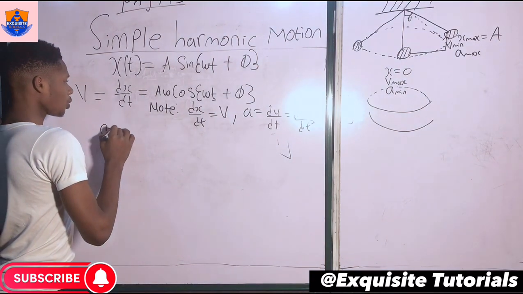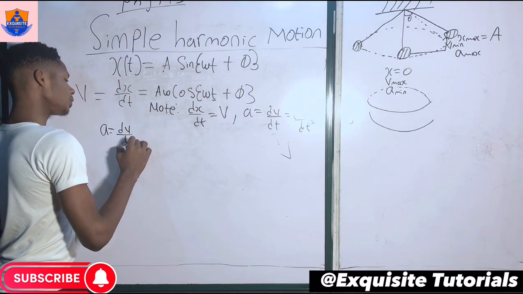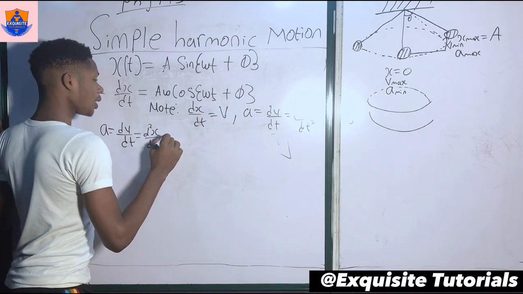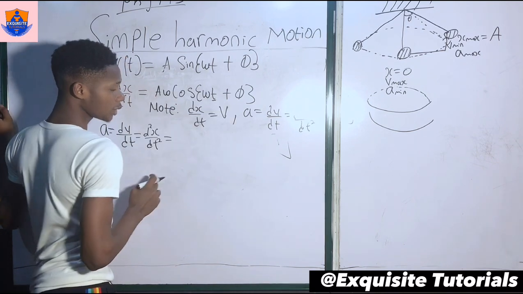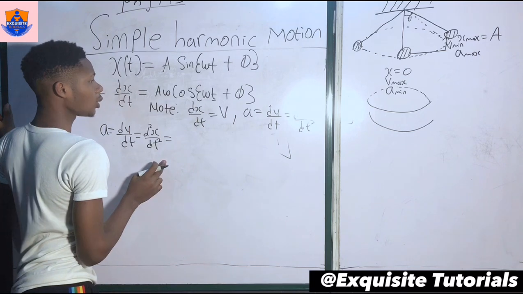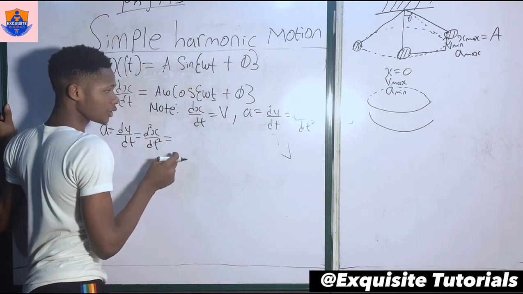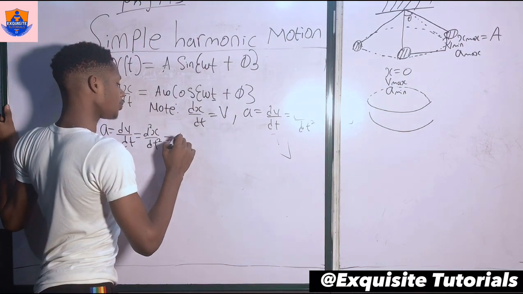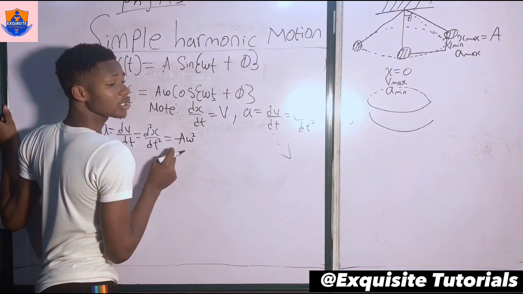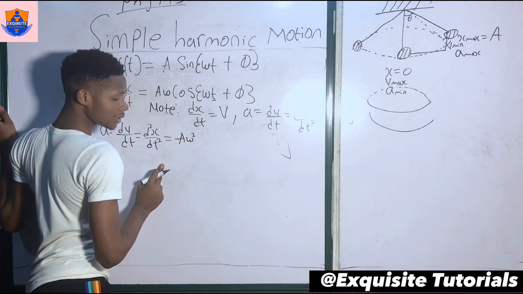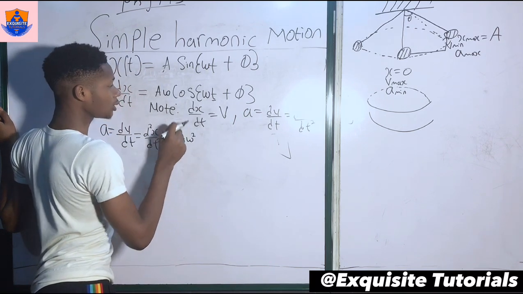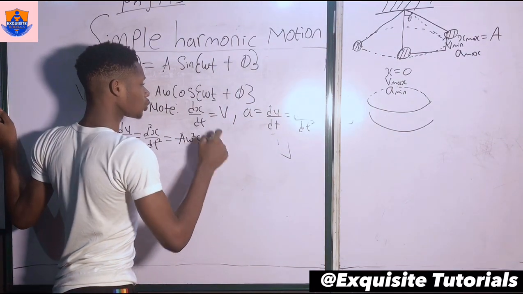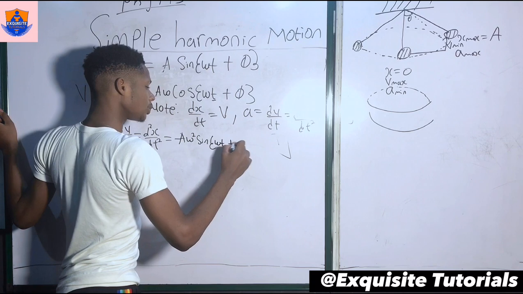Therefore, acceleration equals dv over dt or d2x over dt squared, which is the second derivative, and it equals differentiating this expression again. We are going to differentiate it the same way we differentiated the first one. So differentiating omega t, you get omega, multiply what is outside, we get minus a omega squared. The reason for the negative sign is that when you differentiate cosine, you get minus sine. That is why the minus is outside. So sine, and we write what is inside, omega t plus phi.